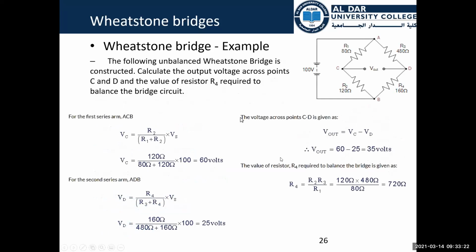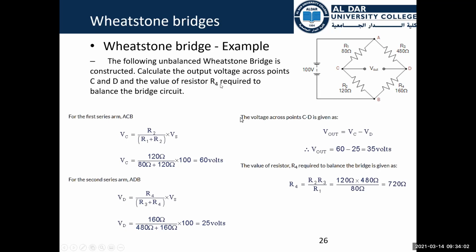Now we have an example here. This example is used for the balancing of the Wheatstone bridge. You have a Wheatstone bridge here. R1 is 80, R2 is 120 ohms, R3 is 480 ohms, and R4 is 160 ohms. Calculate the output voltage across points C and D. I want to calculate Vout.